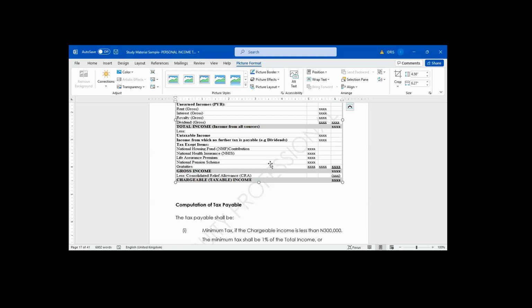So your pension contribution, your National Pension Scheme, is 8% of the sum of basic, housing and transport allowance. When you add them together, 8% of it is your pension contribution.